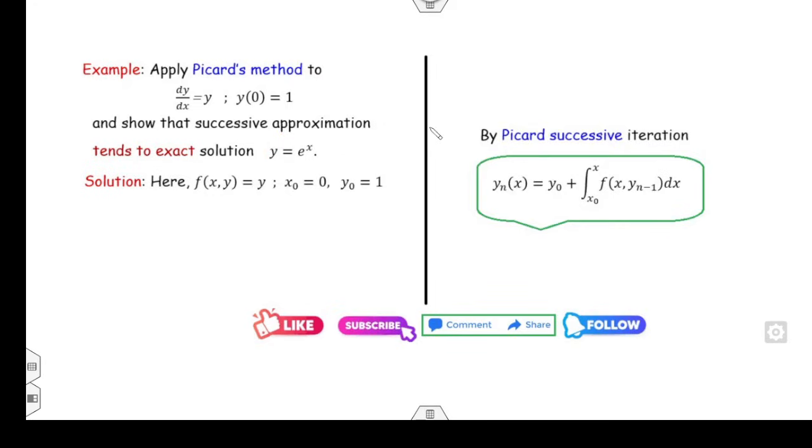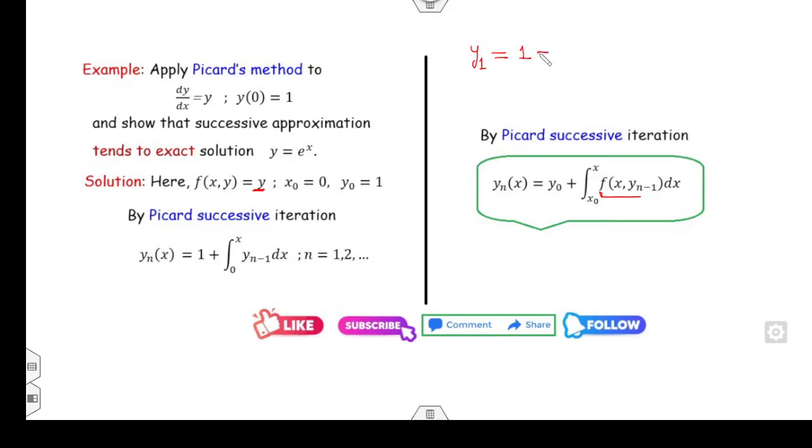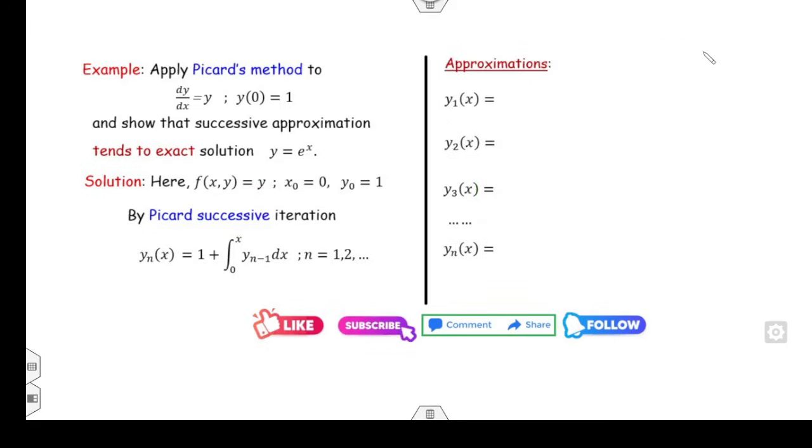So let's start with the first approximation. I can substitute the value of f of x comma y of n minus 1. So what is the first approximation? y1 is y0 plus the integration from 0 to x. What is y of 0? It is 1. And your answer will be 1 plus x. Fine, so the first iteration is 1 plus x.